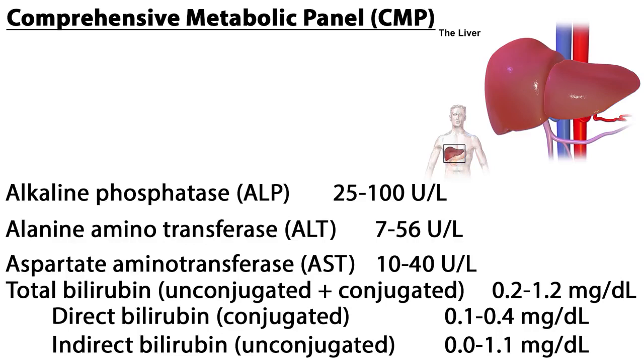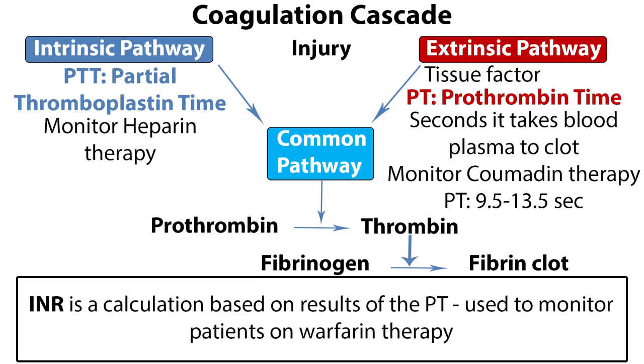We've now covered all 14 tests on the CMP. Now let's look at a brief overview of coagulation studies. You can get a more detailed explanation of these in our videos, warfarin as an anticoagulant and heparin as an anticoagulant. Prothrombin time, or PT, measures the number of seconds it takes blood plasma to clot. It evaluates the efficiency of the extrinsic pathway and is used to monitor Coumadin therapy. The reference range is 9.5 to 13.5 seconds.